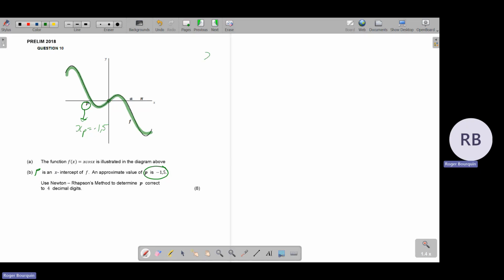So you're going to say, right, x to the r plus 1, just copy this down from the formula sheet, is equal to xr minus f of xr over f dash of xr. They've given you your first guess, so we're going to use x0 is equal to negative 1,5. The next thing we have to do is find f dash of xr, which is probably the most work in this sum.